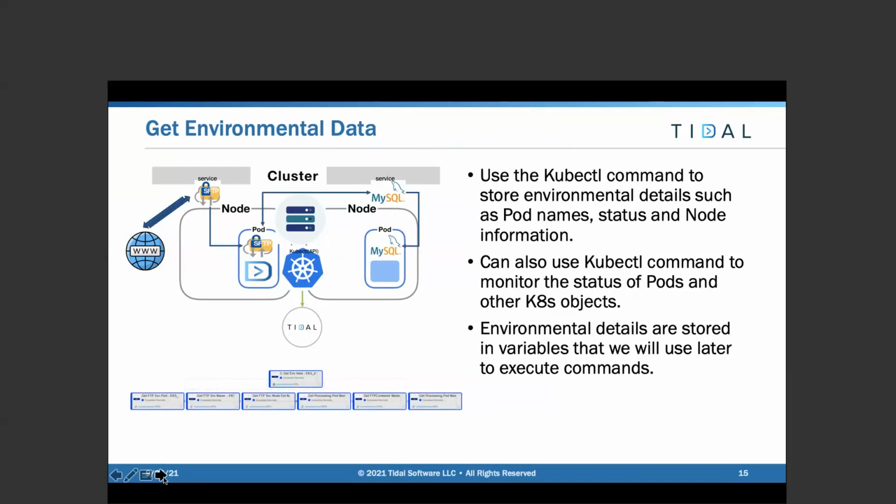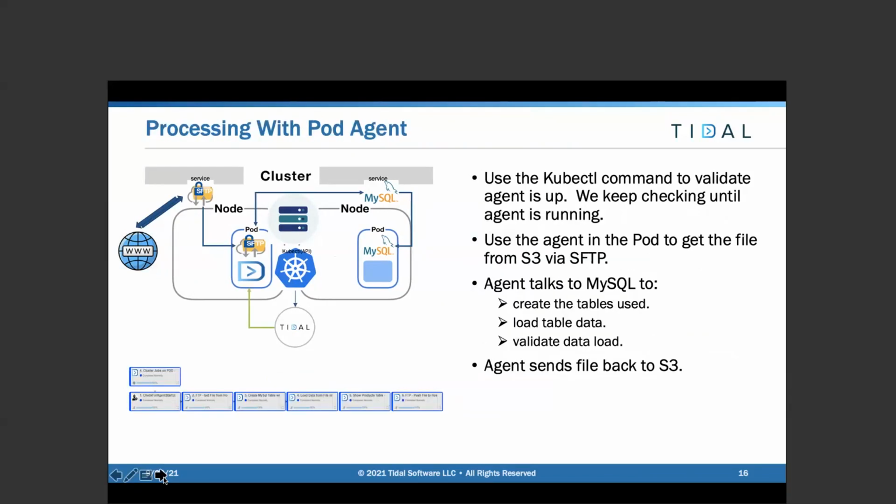And then after we store this information in the variables, we're going to run some jobs. So we have a registered agent now. So now we're going to get the files. We're going to load the files from the external source. We're going to create a table. We're going to load data into that table. And then finally, we're going to verify that there's data in the table, and then we'll send that file back to S3.